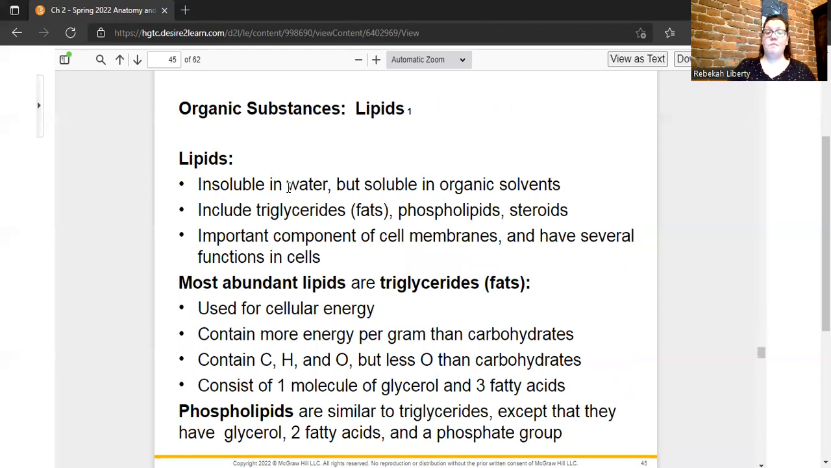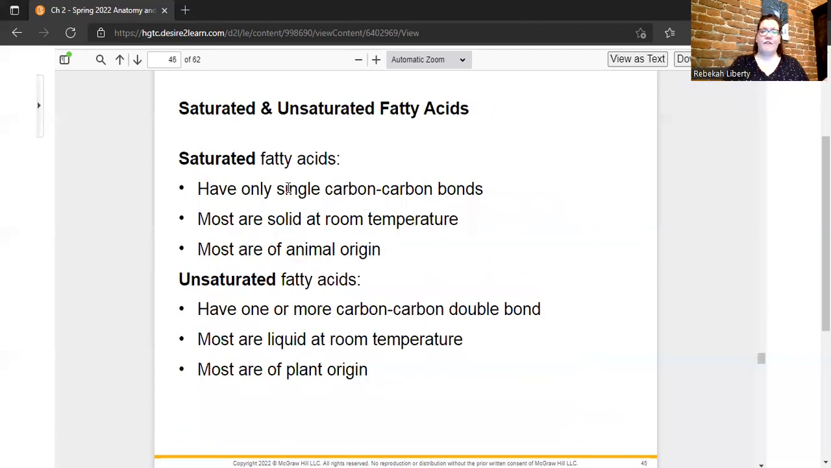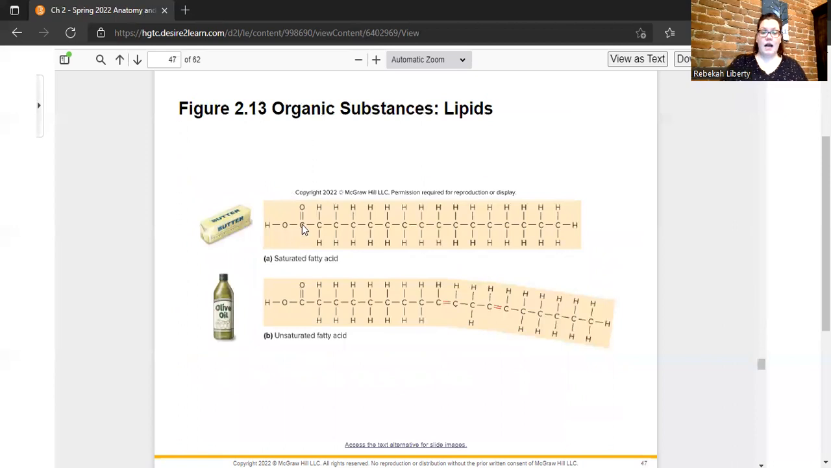Then we have lipids. Lipid is our fat family. So we're gonna change completely. We still have carbon, we still have hydrogen, we still have oxygen, but it's gonna be in a different setup. So here, how many carbons before? We had 6, right? And it was in a ring. Now we're in these long chains. So these are fatty acids.